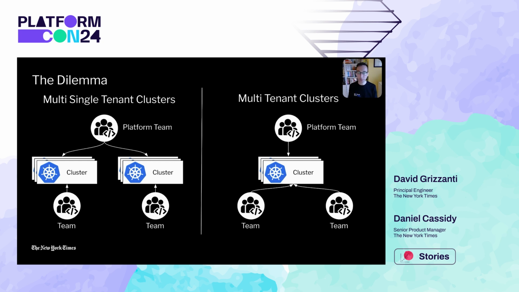On one hand, having separate clusters for each team can provide more control and isolation. However, on the other hand, opting for multi-tenant clusters can offer greater resource utilization, simplified management, and more agility in terms of deploying applications. And ultimately, the decision to choose between single tenant clusters or multi-tenant clusters depends on various factors within your organization.